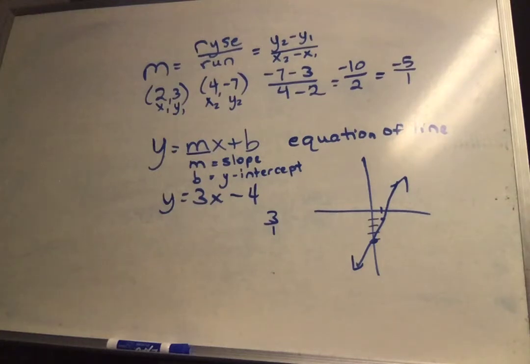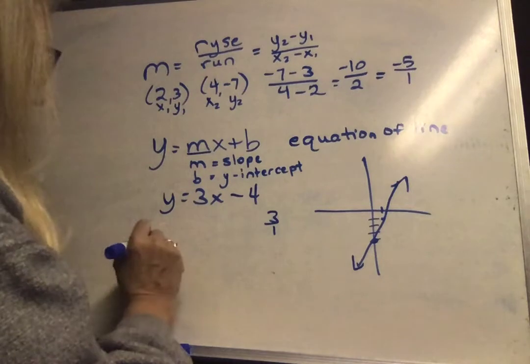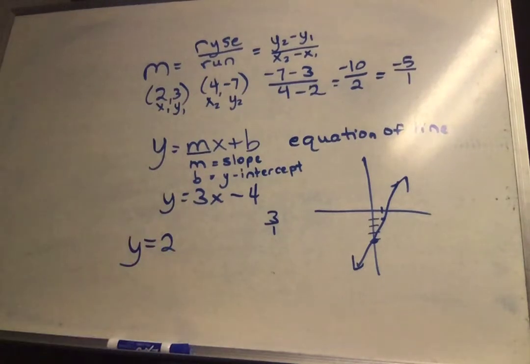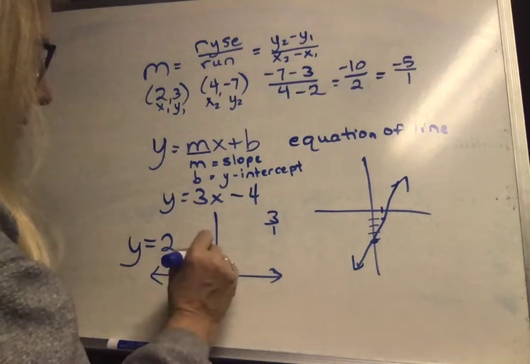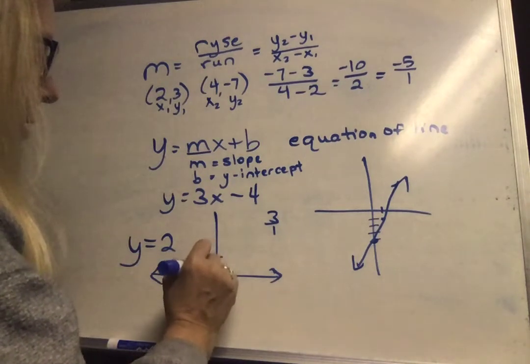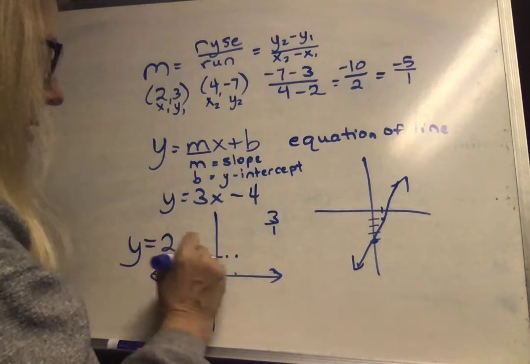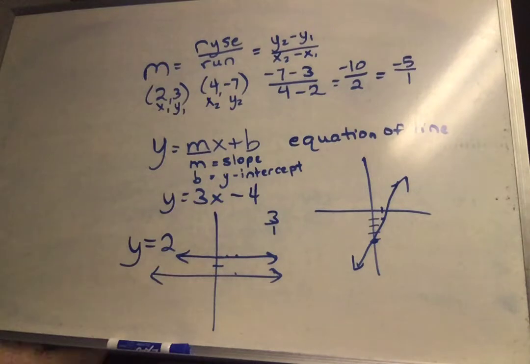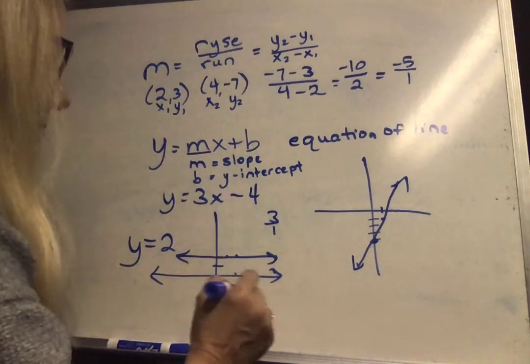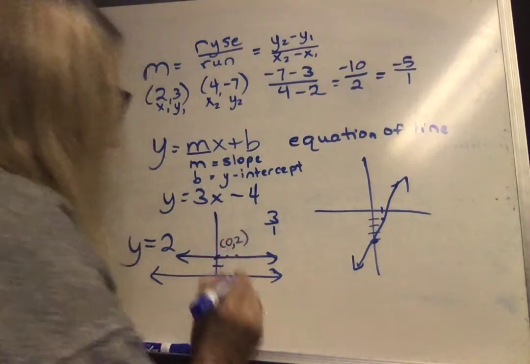The other 2 important things you need to remember, if it says y equals 2, that means everywhere on it, the y is at 2. At 1, 2, at 2, 2. So in other words, it's a horizontal line through 2. That particular point is 0, 2.